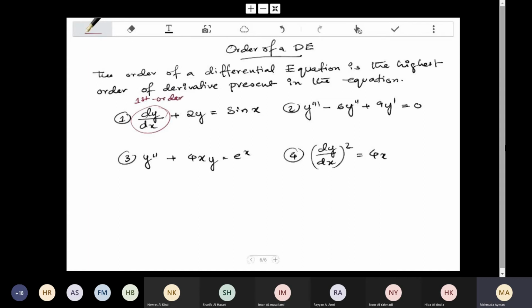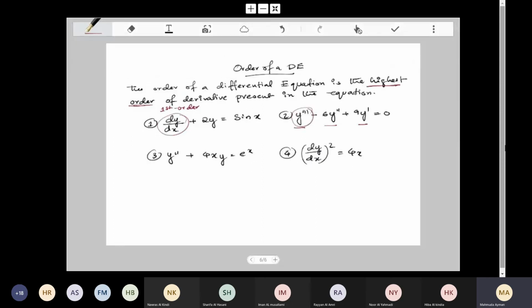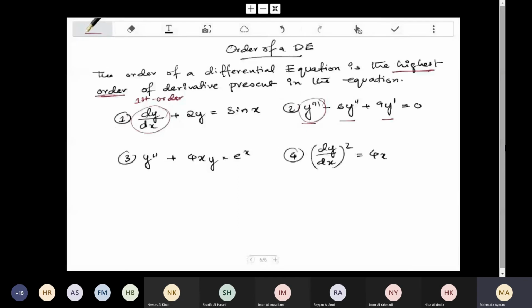Now for the second differential equation that we have, we have three orders here. This is order 1, order 2, and order 3, but we'll take, as we said, the highest order, right? We'll take the highest order, so that will be y triple prime, so this will be a third order equation.